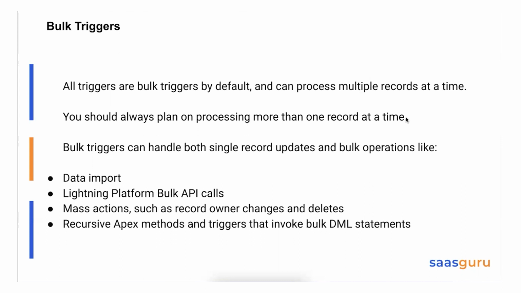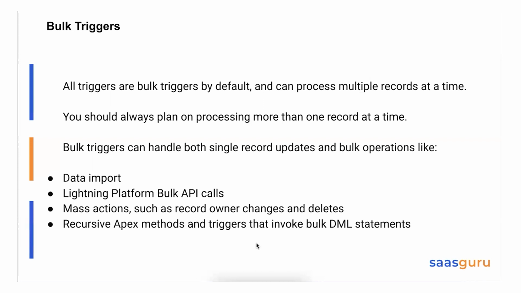But if you think about data loading, or multiple records created from Apex, or a data import, then multiple records will be created. Someone may call our bulk API from a Java system or another system, and that time also multiple records are created. Mass actions, like changing owners of multiple records or deleting multiple records, also mean bulk must be supported.